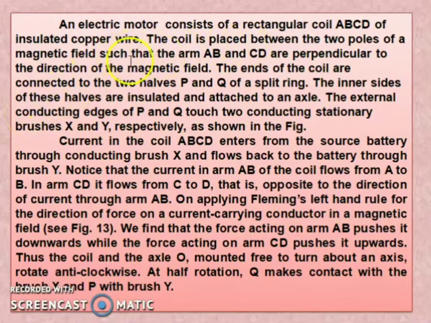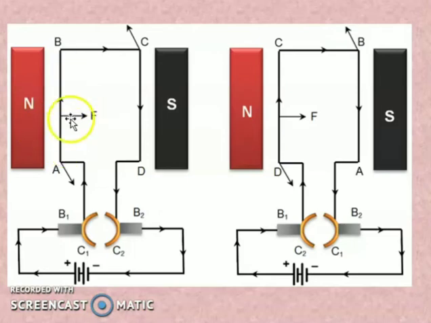So the coil is placed between the poles of the magnetic field such that the arms AB and CD are perpendicular to the direction of the magnetic field. These are the directions of the magnetic field, and these are the directions perpendicular to the magnetic field.